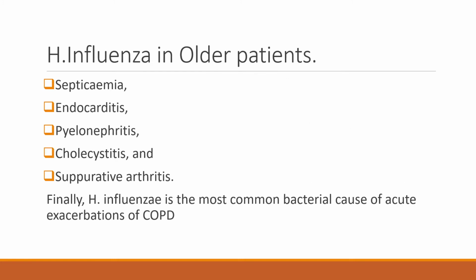H. influenzae infection in older patients leads to septicemia, endocarditis, that is inflammation of the endocardium, pyelonephritis, cholecystitis and suppurative arthritis. And this H. influenzae is also the most common bacterial cause of acute exacerbation of chronic obstructive pulmonary disease.